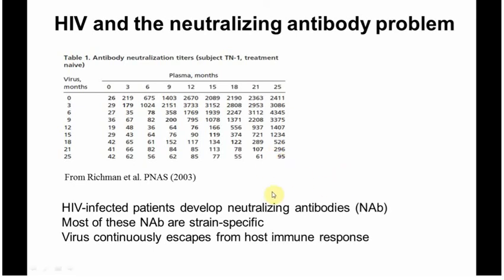So what does this tell us? This tells us that HIV-infected patients naturally develop neutralizing antibodies, but most of these neutralizing antibodies are strain-specific. They are not broadly neutralizing. And the virus is continuously mutating and escaping from the host immune response. So you have antigenic drift, again, this time inside an individual over the course of a chronic infection, not at the level of the population, but in each single person who is infected.